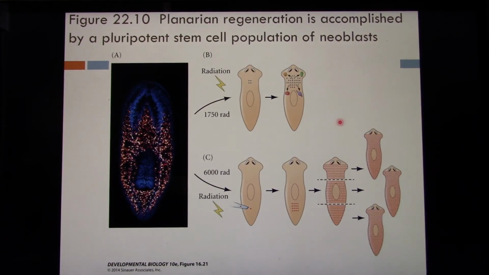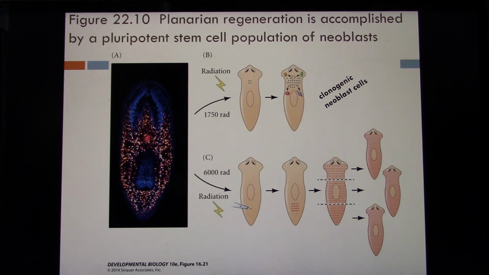In planaria, the ability to regenerate is accomplished by a pluripotent stem cell population of neoblasts. So this one's actually pluripotent. Clonogenic neoblasts is their name, and they are shown here in this figure A. We have them stained red. So everywhere you see the red fluorescent staining, that means there is a clonogenic neoblast cell there, and they can generate a colony of cells that can regrow organs.